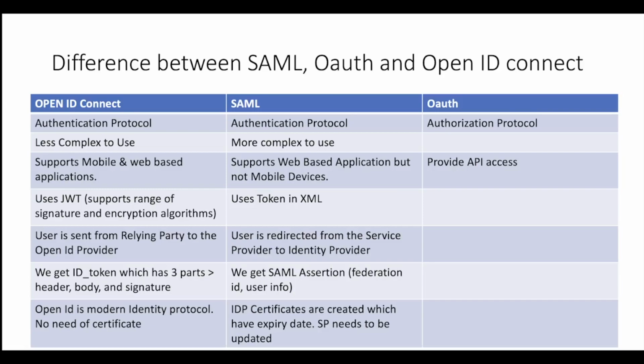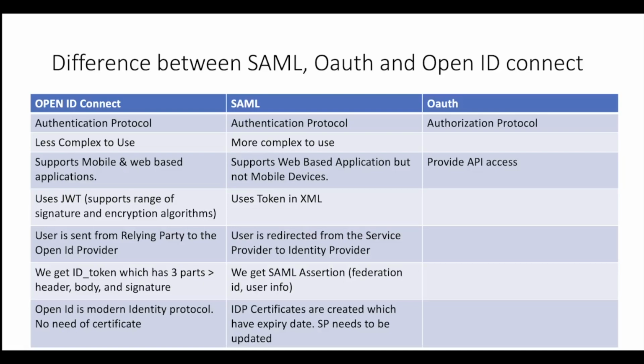In OpenID Connect we get an ID token. So what is an ID token? An ID token has three parts: header, body, and signature. If you decode it, you will get other information such as the username, the audience, and the profile of the user. That kind of information you will get in the ID token in OpenID.